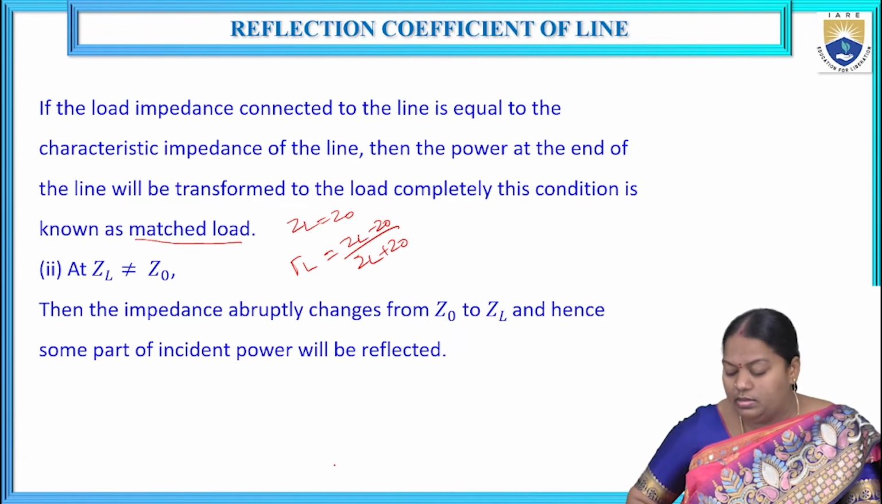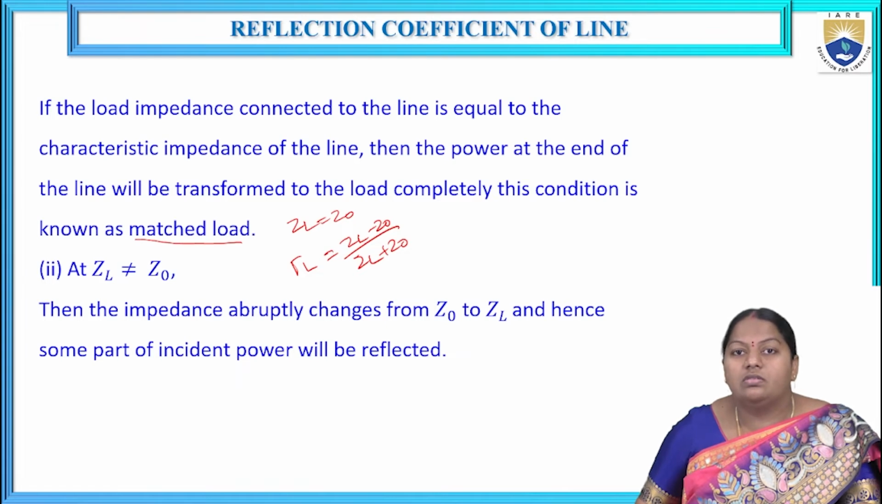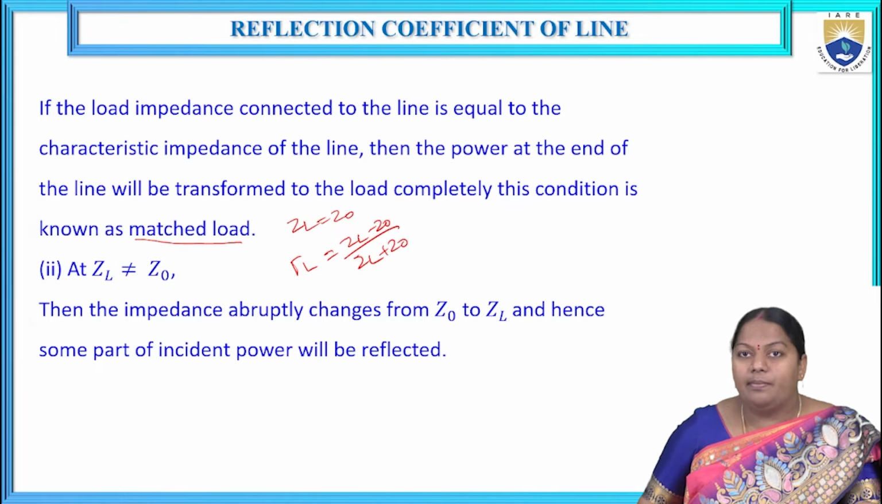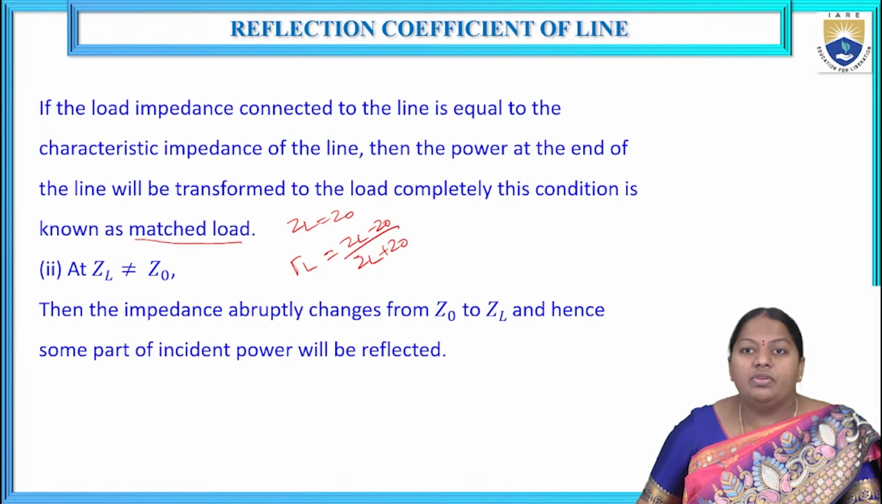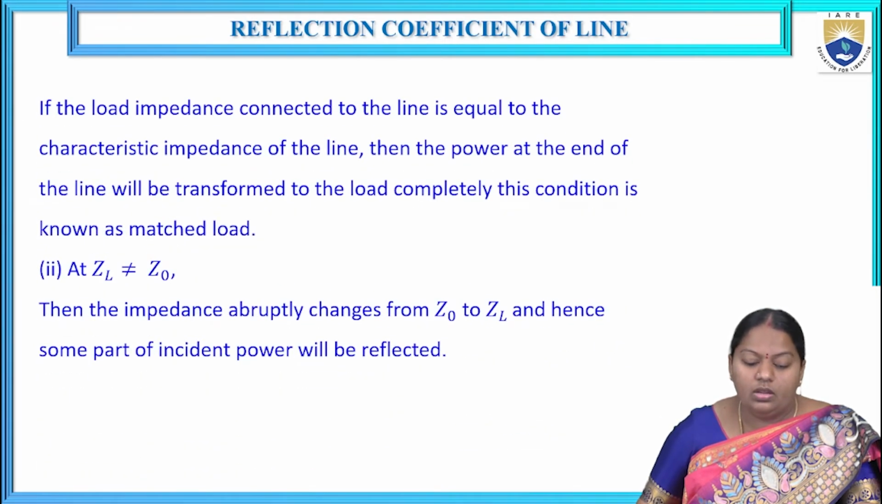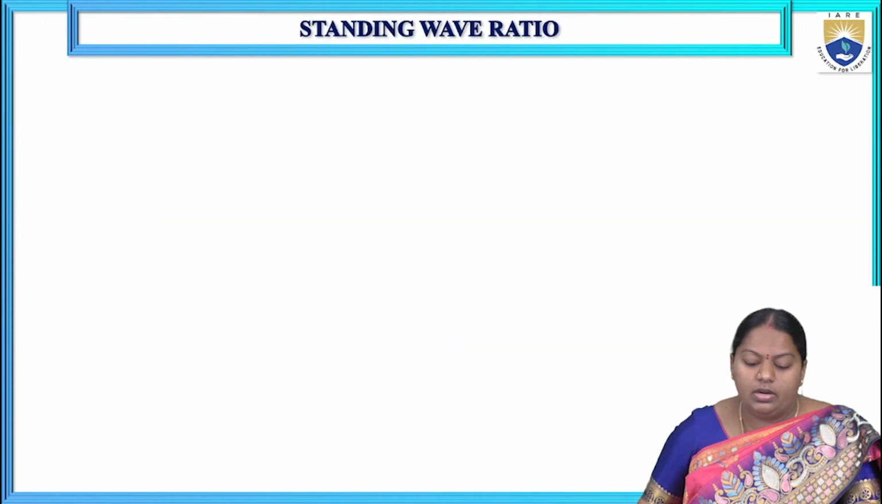In this case, the waves are said to be standing waves or stationary waves. Standing waves are waves consisting of two traveling waves, one incident and the other reflected, moving in opposite directions, but with exactly the same magnitudes. So when ZL is not equal to Z naught, part of the incident wave is reflected into the same medium, and the waves are said to be standing waves.